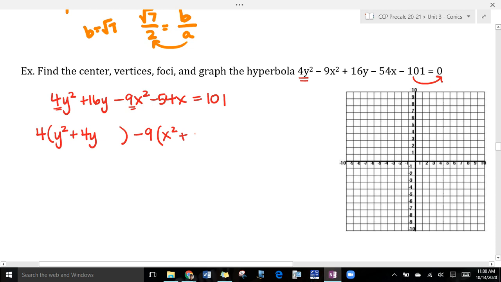That changed the sign inside to a plus 6x equals 101. Okay, so that's something to watch out for. You're going to probably have to change that second sign because of what you're factoring out. All right, let's complete our squares.